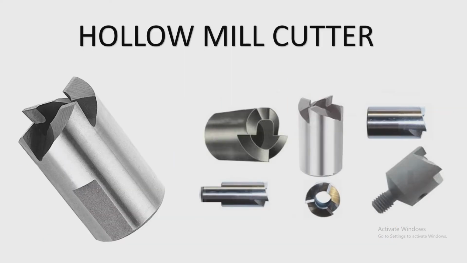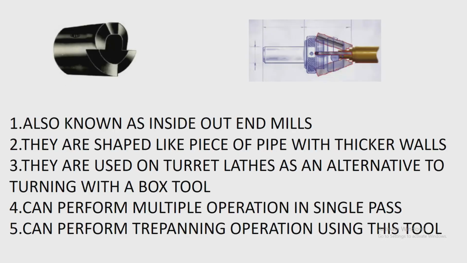The next one is the hollow mill cutter. These are also known as inside out end mills. They are shaped like a piece of pipe with thicker walls. They are used on a turret lathe as an alternative to turning with a box tool. This can perform multiple operations in a single pass and can perform trepanning operation using this tool.